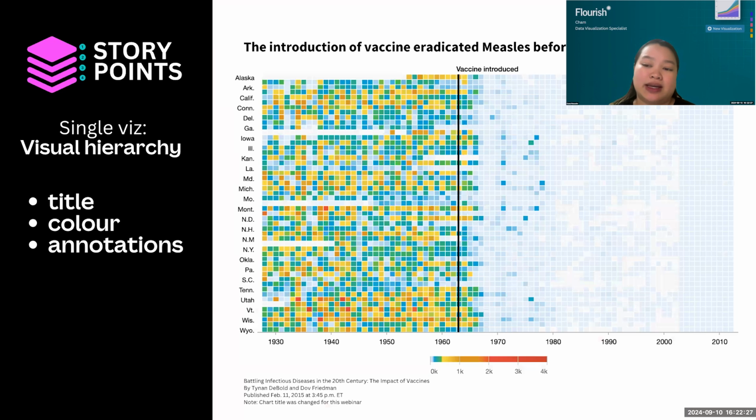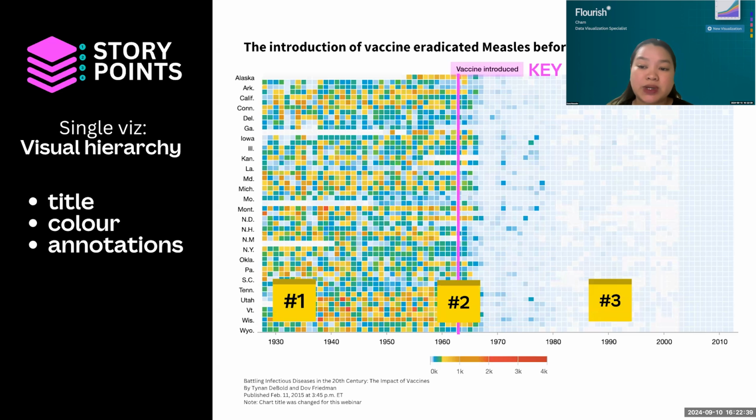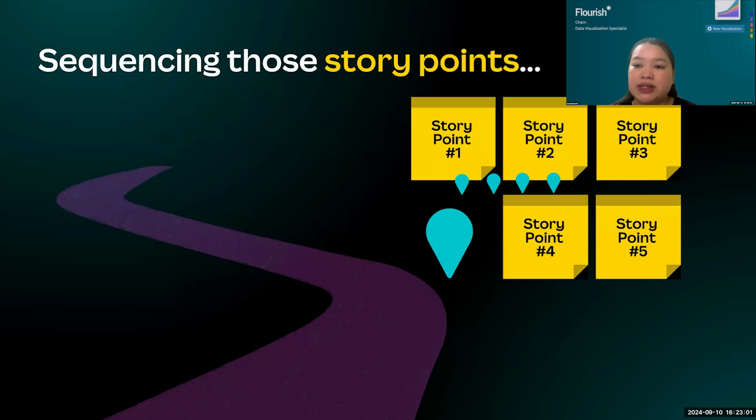Similarly, in the second example, the meaningful title, once again, the use of colors and the simple annotations compared to the previous example help us tell the story. And in this particular example, we can clearly see the story structure with start, middle, where the key insight is, and the end. However, we can also opt to tell the story by breaking it down into separate pieces with multiple slide stories, scrollytelling, and the use of animation and interactive elements.